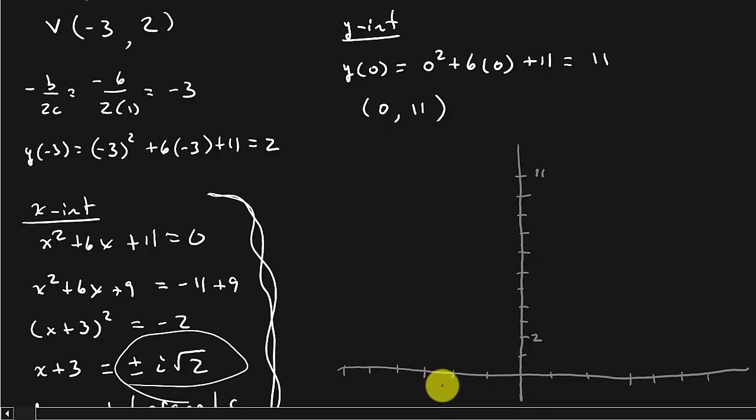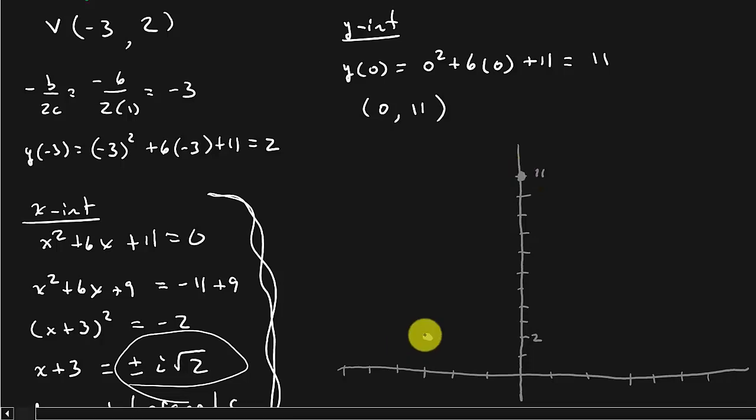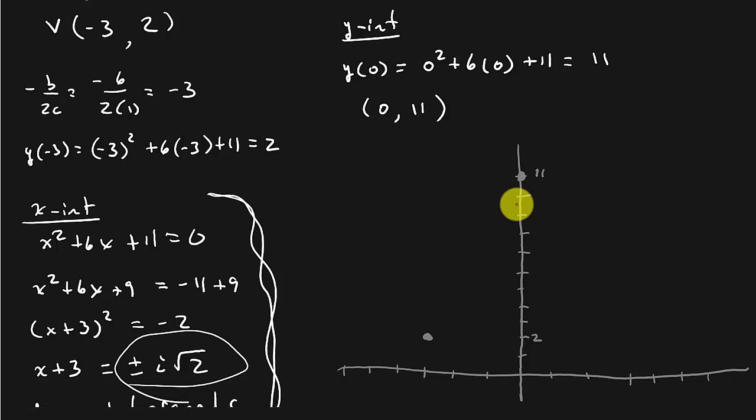So let's plot negative 3, 2. So there's negative 3, 2. And then 0, 11. All right, so now we've kind of got a little problem, don't we? We don't have but 2 points. And in the past, when we've had 2 points, we just connected them with a straight line, didn't we? Okay. So in this one, what are we going to do?